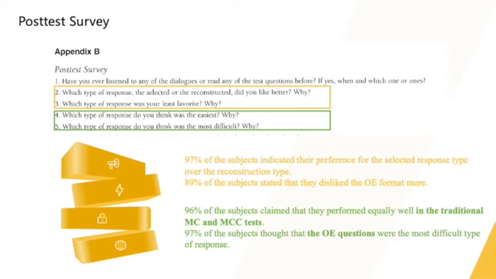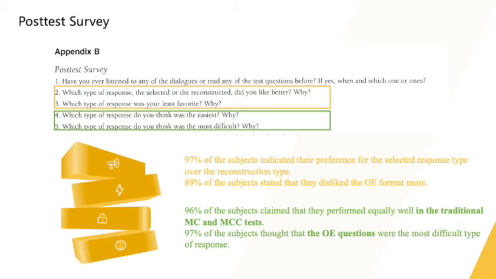In response to survey questions number 2 and 3, 97% of students indicated their preference for the selected response type over the reconstruction type, because they could use test-taking strategies to increase understanding and get better grades. They felt less nervous and pressured while providing the selected response. However, 89% of the subjects stated that they disliked open-ended formats because the answer to each question was not definite, and they felt that their listening scores were in this way negatively influenced.